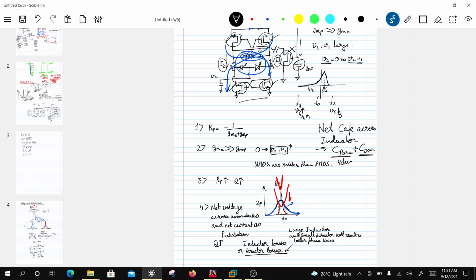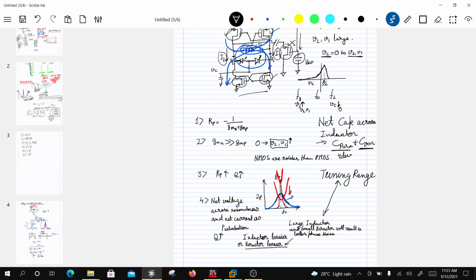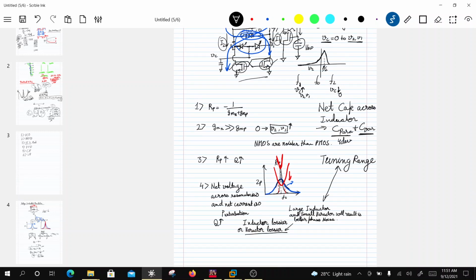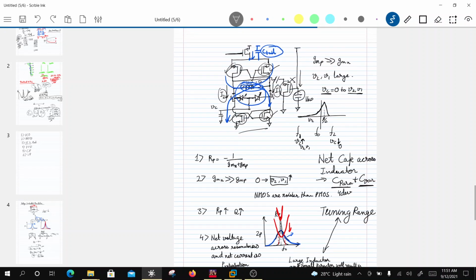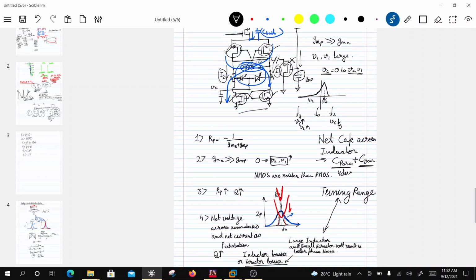Now that capacitance has to be maximized for the tuning range. So the other trade-off which comes is the tuning range. Tuning range is going to ask for a larger varactor, while lower phase noise is going to ask for a smaller varactor, right? So now there is a trade-off between the tuning range and the phase noise here on this VCO core. Okay, so I hope I have covered that portion, right?